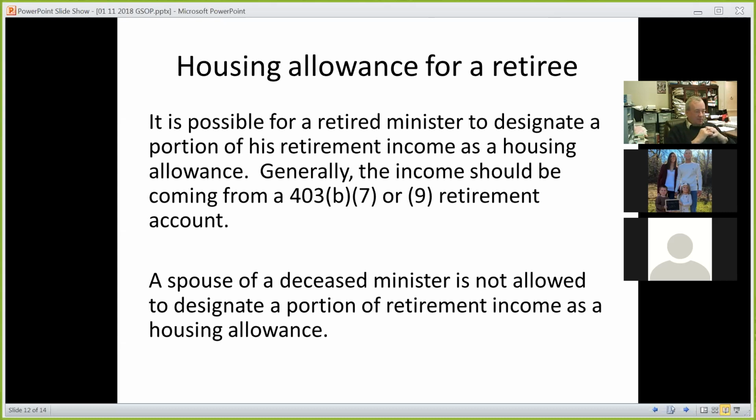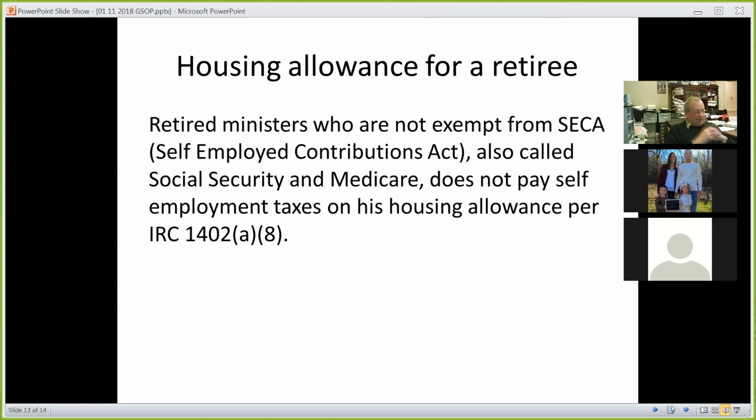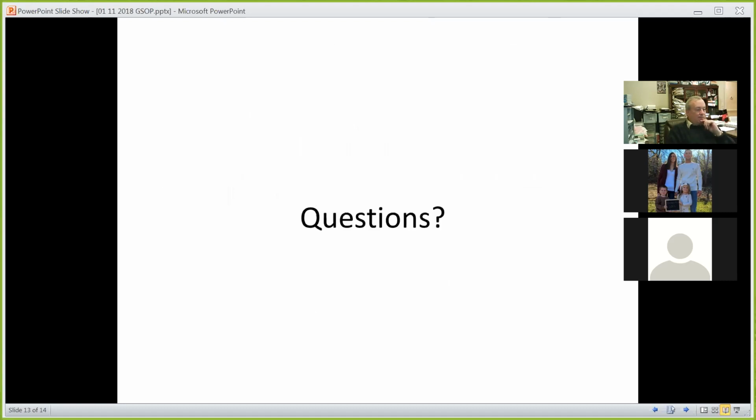Now, a retired minister who is getting paid a housing allowance is exempt from Social Security per the Social Security law. Internal Revenue Code Section 1402 specifically states that a housing allowance paid to a retired minister is not subject to Social Security income tax or self-employment tax. So we talked earlier about your housing allowance being added back for purposes of self-employment tax, but for a retired minister who's still receiving housing allowance, that is not added back because he is retired. And that's the statement I just made, 1402(a)(8). All right. Any questions?